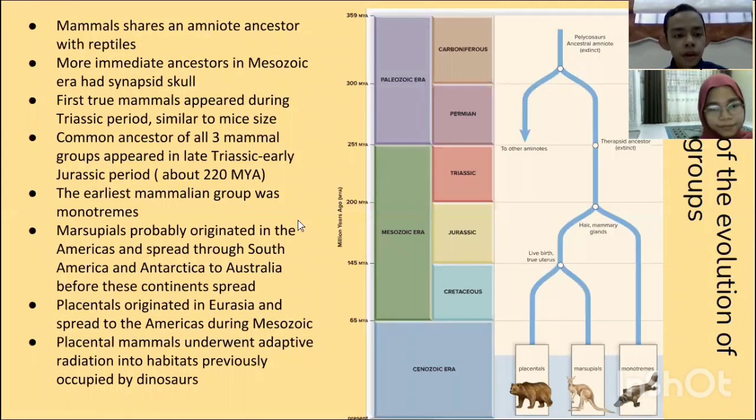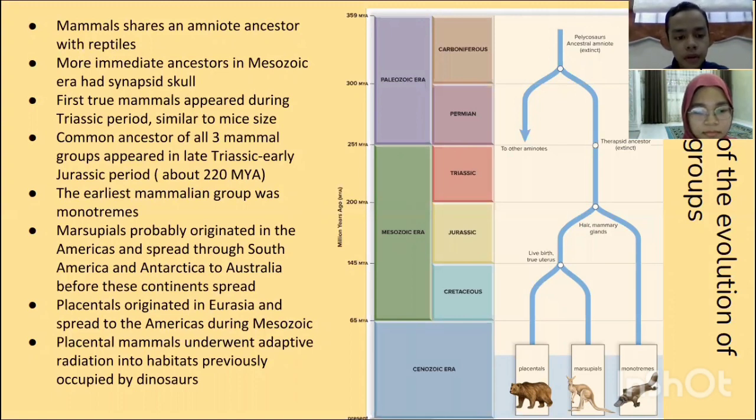So monotremes was the earliest mammalian group that exists in the world. Then we also have the marsupials that probably originated in the Americas and spread through South America and also Antarctica to Australia before this continent split. The third group is placentals that originated in Eurasia and spread to the Americas during Mesozoic era.